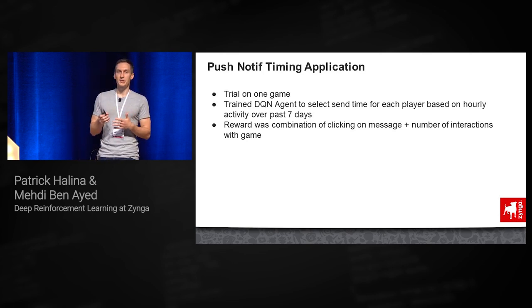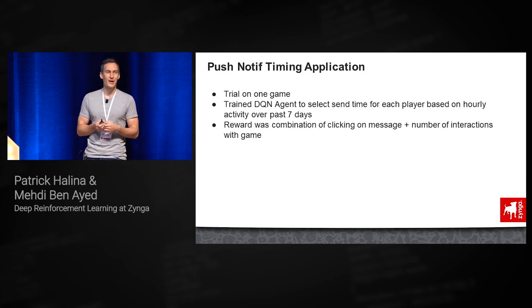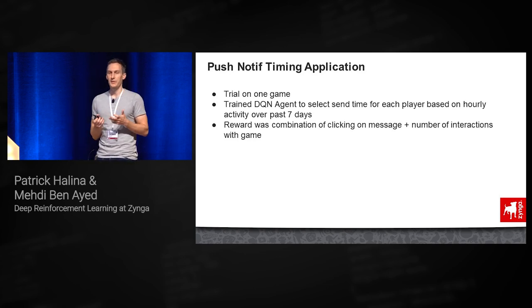So we had this agent that was selecting which time of day, which hour, we should send a push notification to each of our users, and it was based on a history of their hourly activity over the past 7 days. And the reward for this was whether they actually clicked on the message, and then whether it increased their movements, whether they increased their interactions with the games.